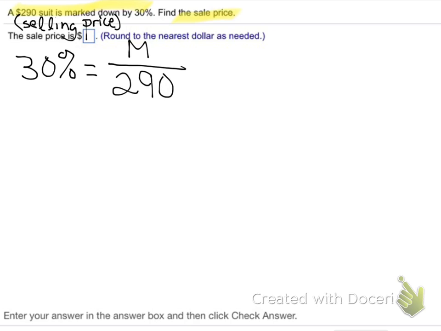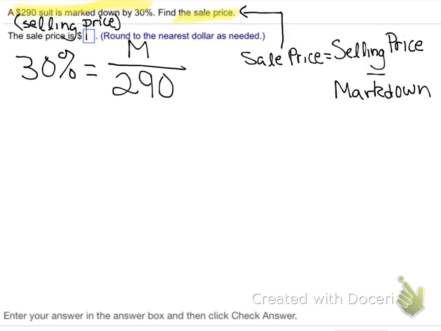Well, first, let's label some things. $290 is our selling price, and we're trying to find the sales price. And we can find sales price by doing selling price minus markdown. So if you go back a couple of minutes, back to that drawing I did with the 5, 6, 550, sales price is selling price minus markdown. So it's at a selling price, and then you subtract the markdown, and now it's at your sales price. Okay, so we're trying to find sales price.